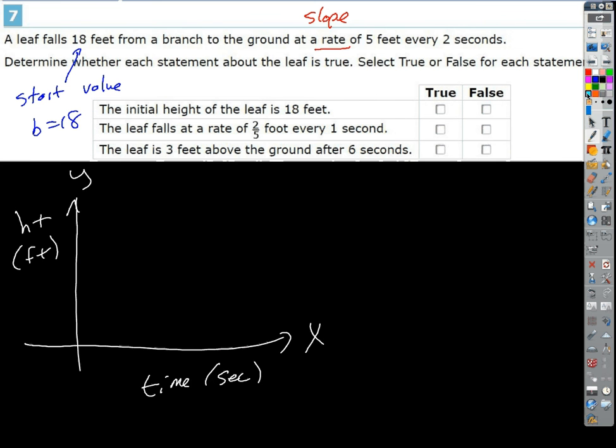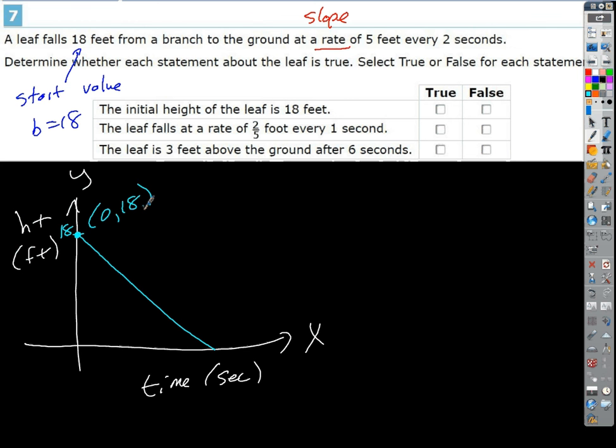So we've got a point over here at 18. What's the graph going to do? It's just going to go down, isn't it? We don't know exactly what it looks like, but it's going to do something like that. Can we come up with some other points on the graph? We want some ordered pairs. Here's one ordered pair: 0, 18. So when t is 0 seconds, height is 18 feet.